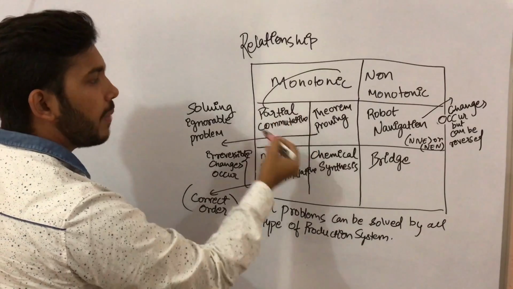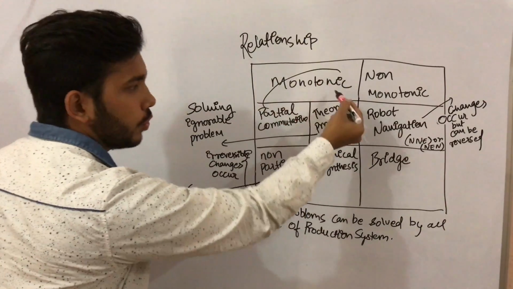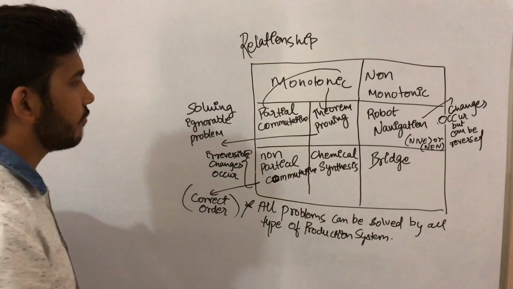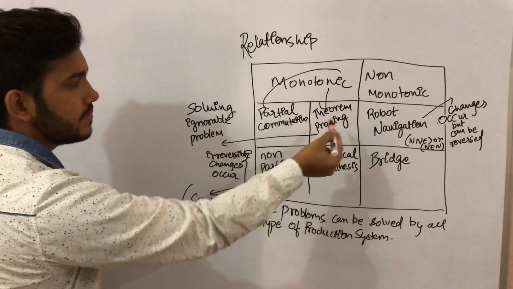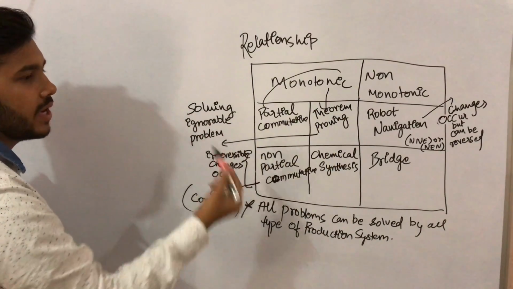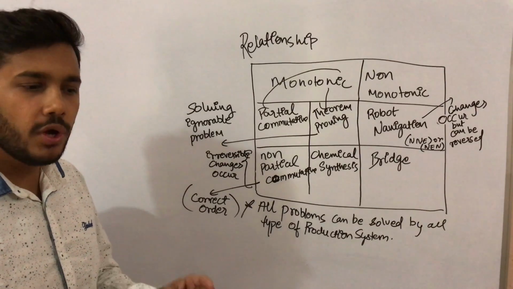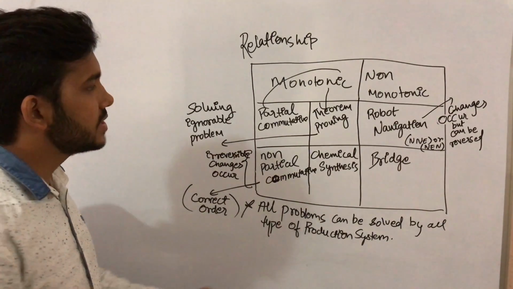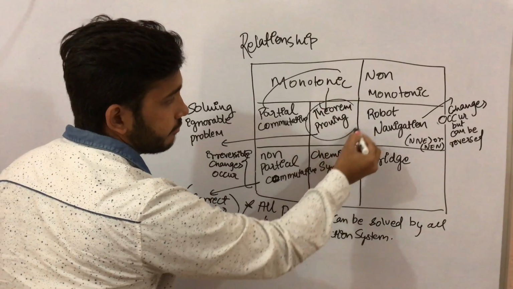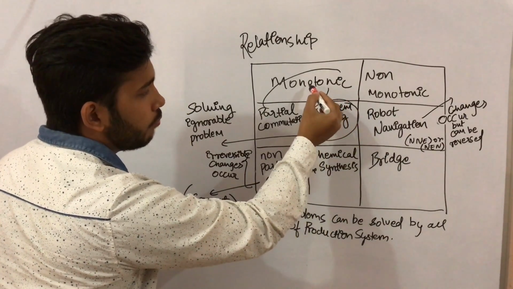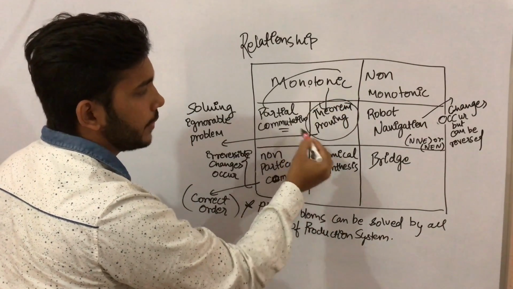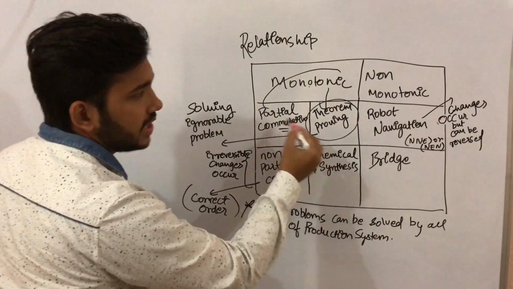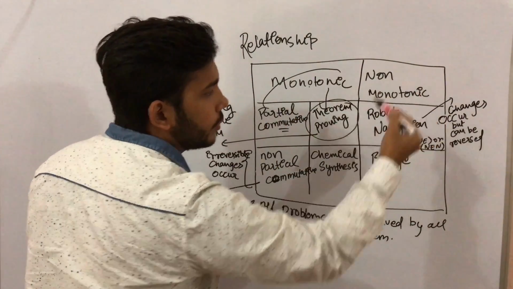If you are choosing partial commutative and monotonic, then theorem proving problems can be solved. Theorem proving means solving ignorable problems, in which you have to ignore a few of the steps. Then these types of problem come into the monotonic and partial commutative category. Second is partial commutative and non-monotonic.